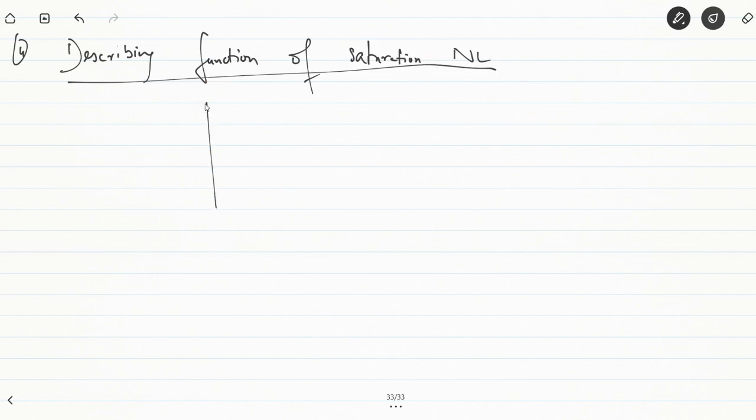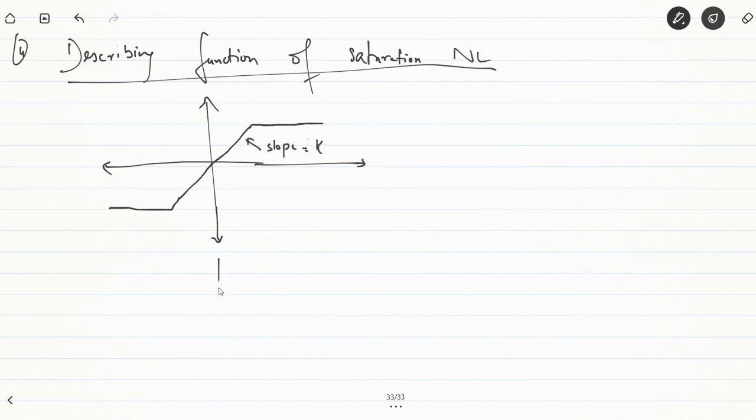And we know that saturation nonlinearity implies that our output basically after some time does not increase and remains constant. This can be at either cases of this plane, both the right half as well as the left half of this plane. And again, let us assume the slope of this function is k. We are applying a sinusoidal input.